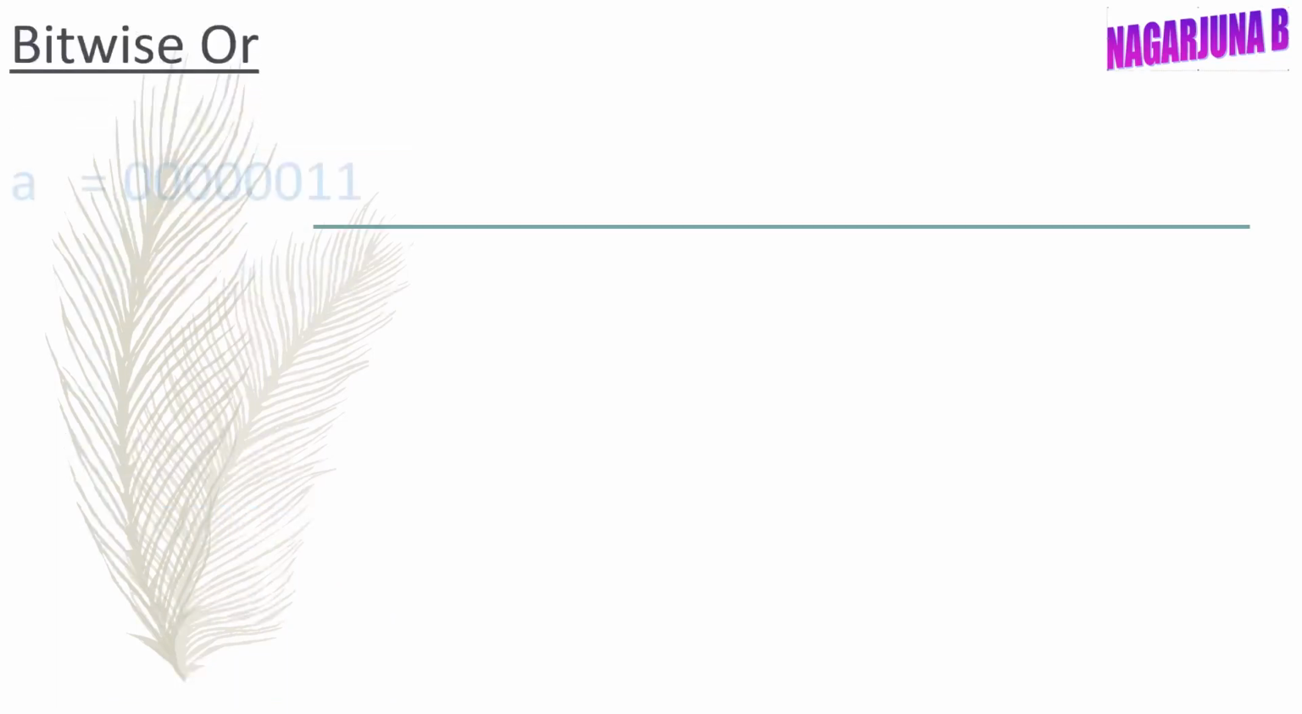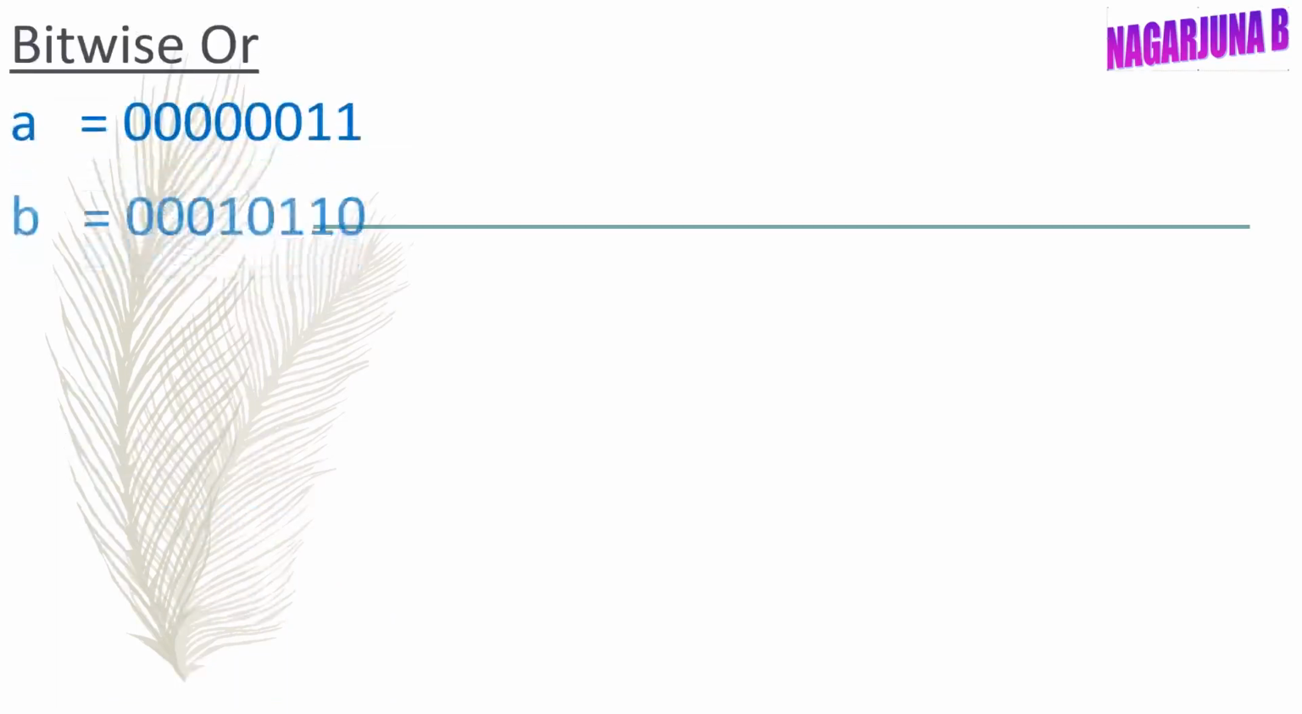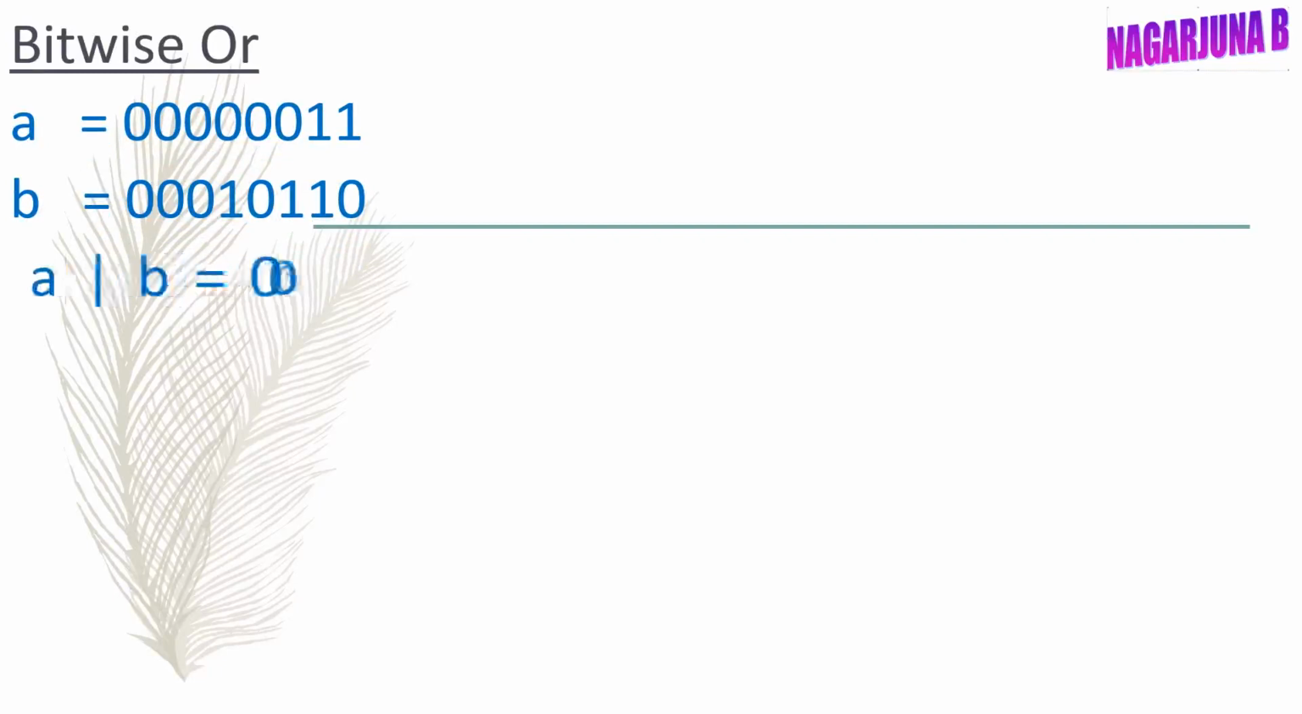Bitwise OR. Consider A and B with these bit values. Now when we perform bitwise OR, that is A OR B, 0 0 will be 0, 0 0 will be 0, 0 1 will be 1, 0 0 will be 0, 0 1 will be 1, 1 1 will be 1, 1 0 will be 1, because when we perform bitwise OR, only if the bits are 0 0 will it be 0. In all other cases it will be 1. That is, if it is 0 1, it will be 1, 1 0, it will be 1. If it is 1 1, then also it will be 1.